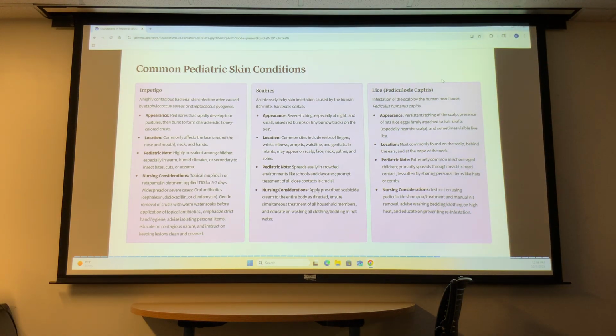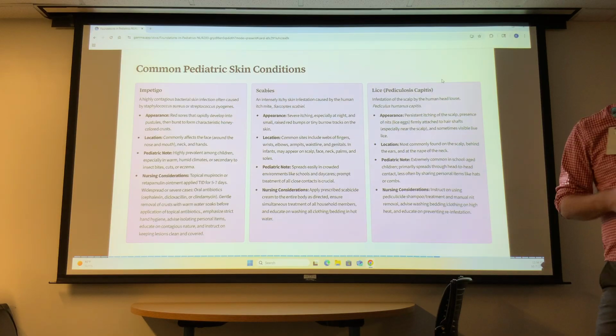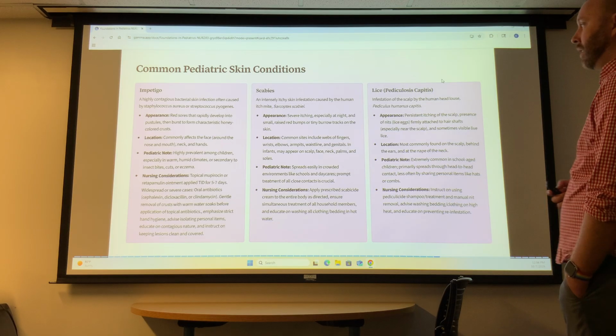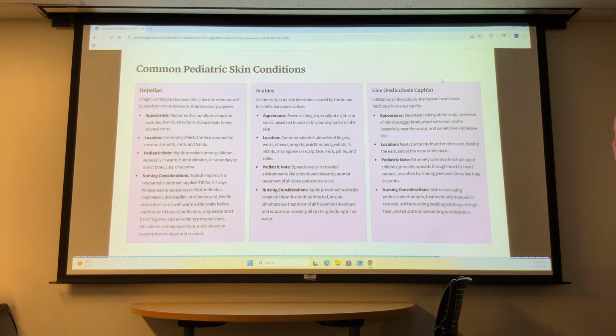Impetigo is a highly contagious bacterial skin infection, often caused by staph. Most commonly seen in kids who attend what? Daycare, right? We see this a lot in daycare. It spreads like crazy, that impetigo.